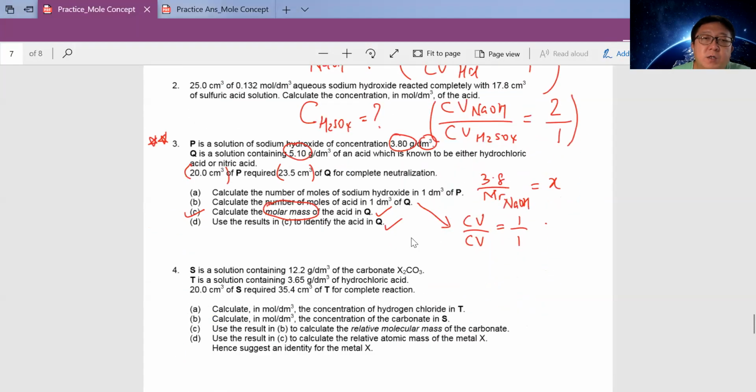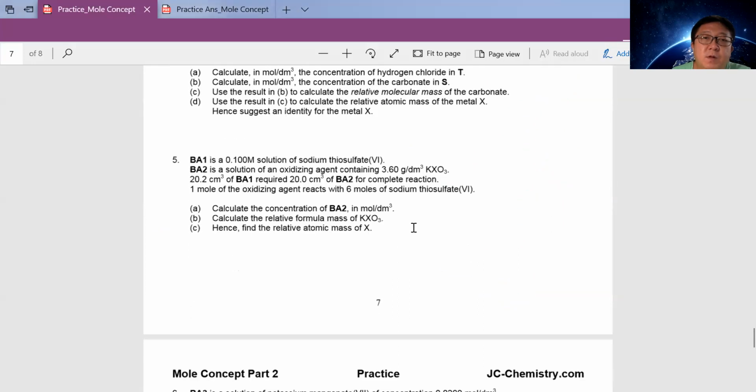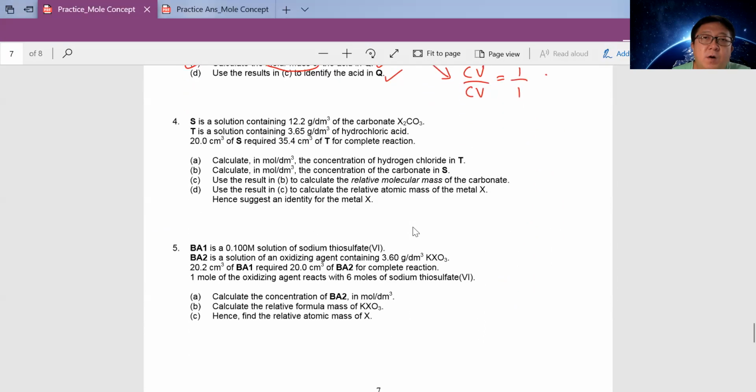Okay, let's come on to question 4. I mean question 5. Okay, question 4 first. You have this solution containing 12.2 grams per dm³ of carbonate. It's always like that. If they want to test you in this form, they will give you in gram per dm³. So we are going to follow the same idea as on top.